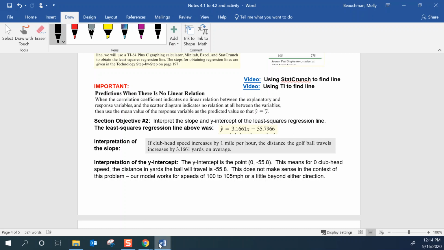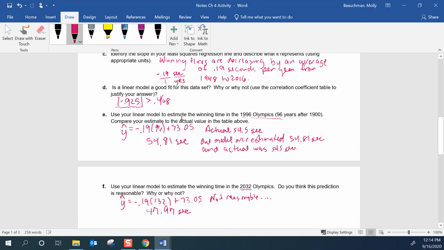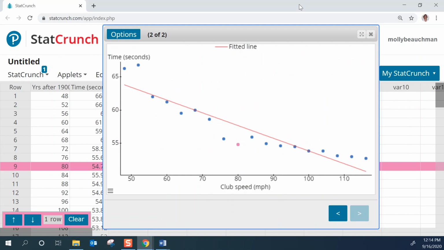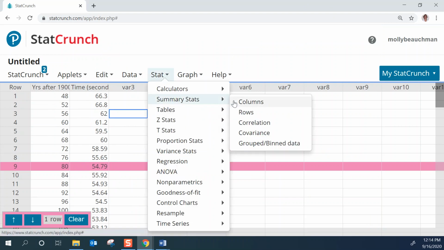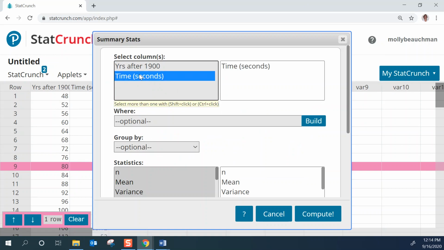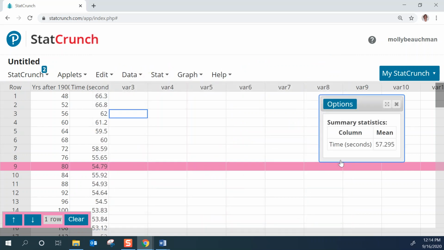So what does that mean? Back here, if a line was not a good fit and it said use your linear model to estimate the winning time, 96, you wouldn't plug 96 in. You would take a look at your data and you would find the mean of the y. So remember how to do that. It's summary statistics of the time in seconds. The mean is about 57.295 seconds.